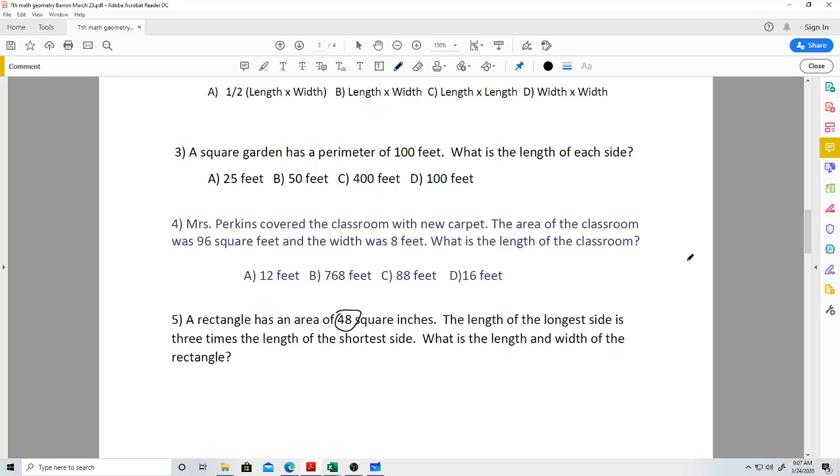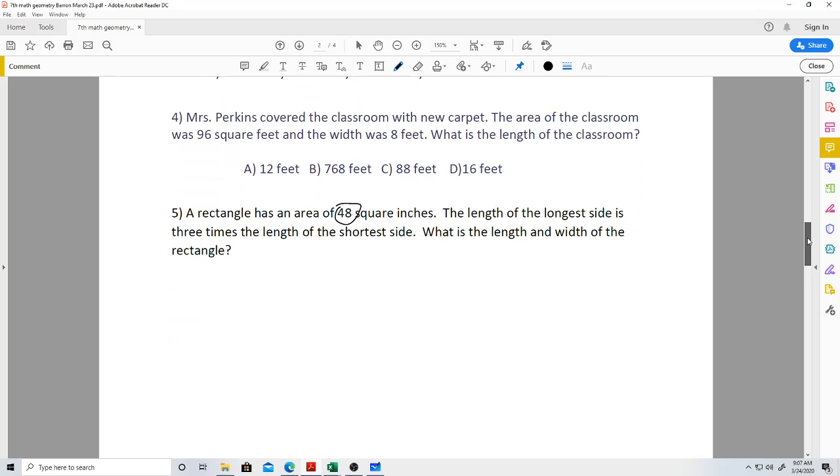All right, now we just did the length of a rectangle from an area. A rectangle has an area of 48 square inches. The length of the longest side is 3 times the length of the shortest side. What is the length and width of the rectangle? Okay, that is the last problem for today.